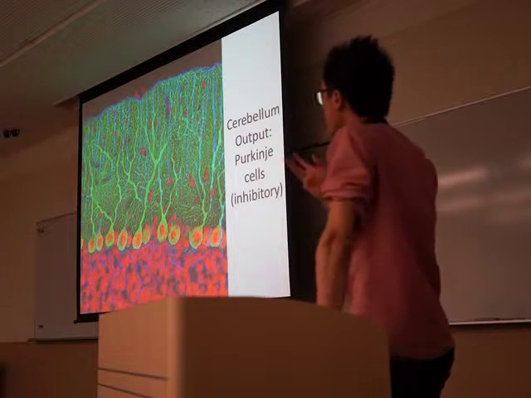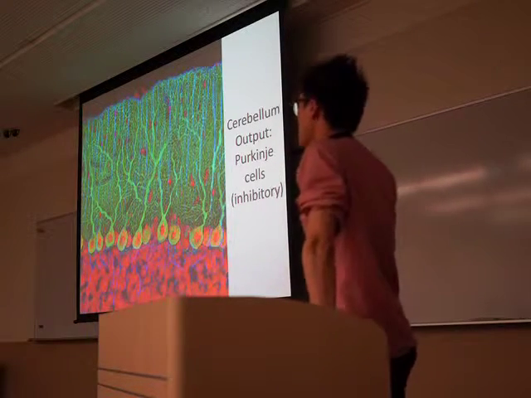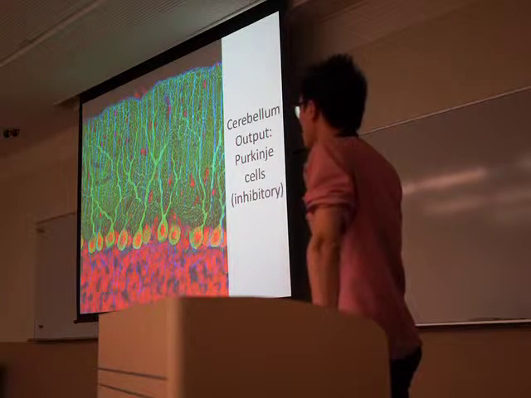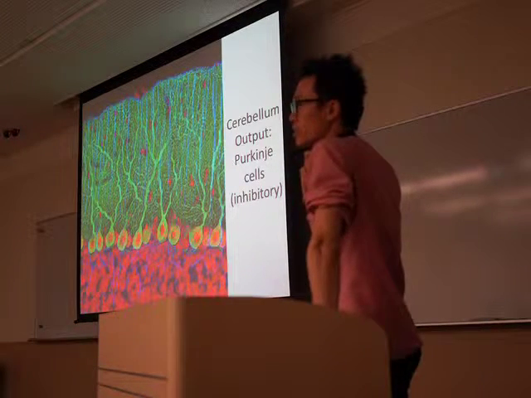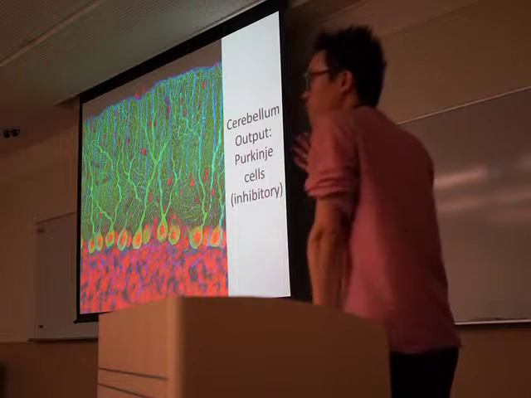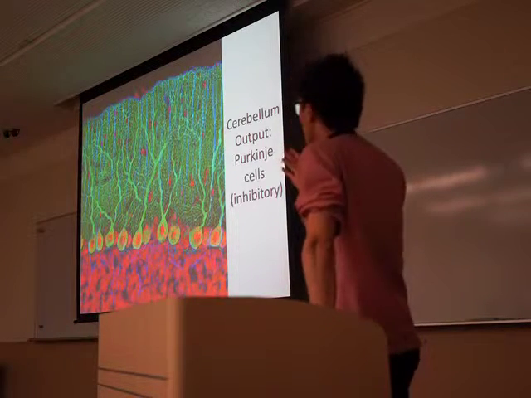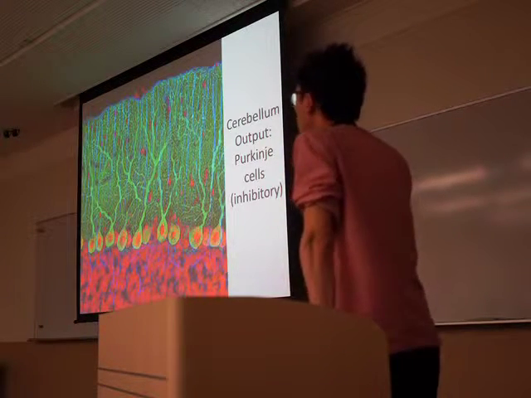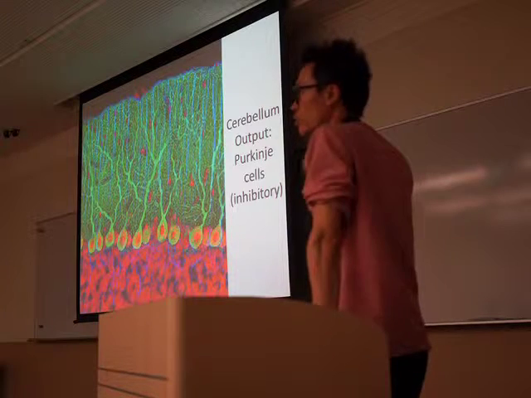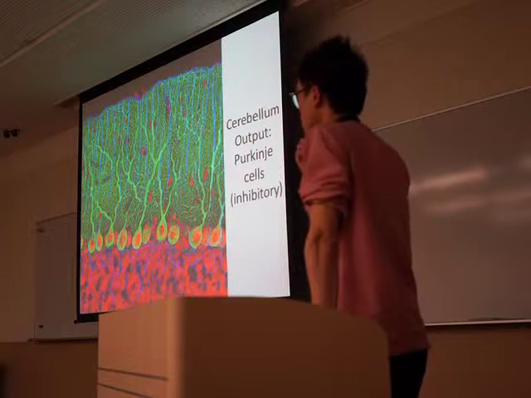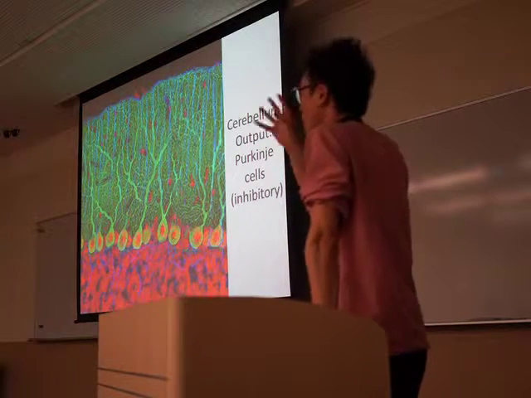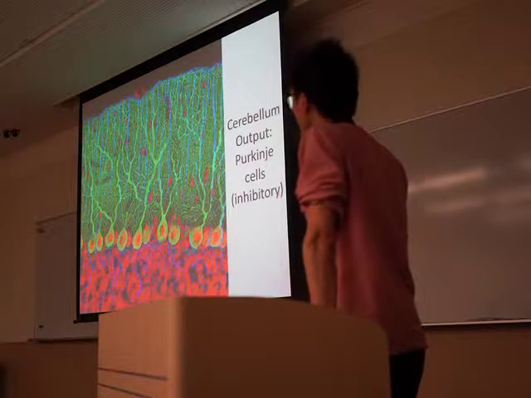So one of the inputs of the cerebellum actually goes directly to the output, which is the Purkinje cell. And these are the climbing fibers, which I'll talk about later. But those actually go one to one into these Purkinje cells. In other words, one climbing fiber goes into one Purkinje cell and wraps around its dendrites. I will talk about that soon.